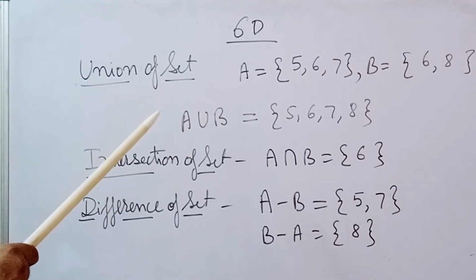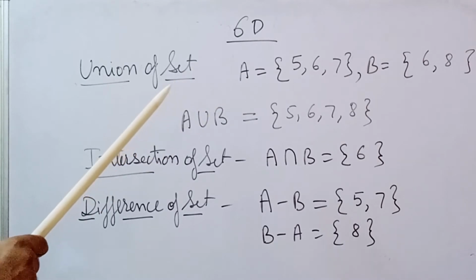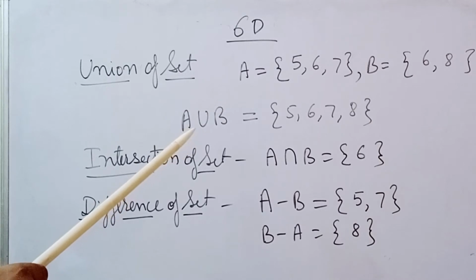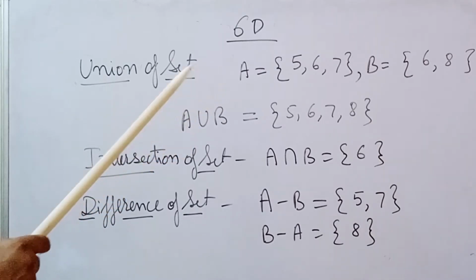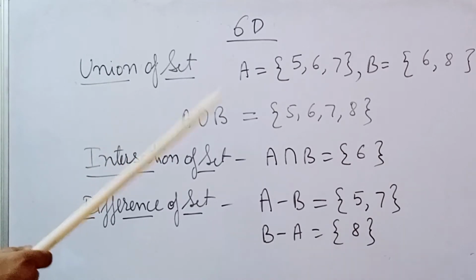That means all the elements that are present in A and that are present in B. Remember that we will not take the elements that are in both A and B twice. If an element is in both, we will write it once. So A union B equals 5, 6, 7, 8.